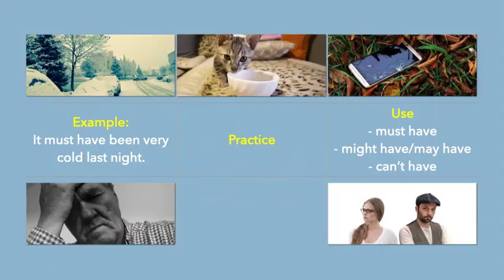Alright, here's a slide that allows you to practice. If you look at the first image on the slide, it must have been very cold last night. And there's another deduction that you might be able to make. Make 5 to 7 sentences using must have, might have, may have, and can't have.